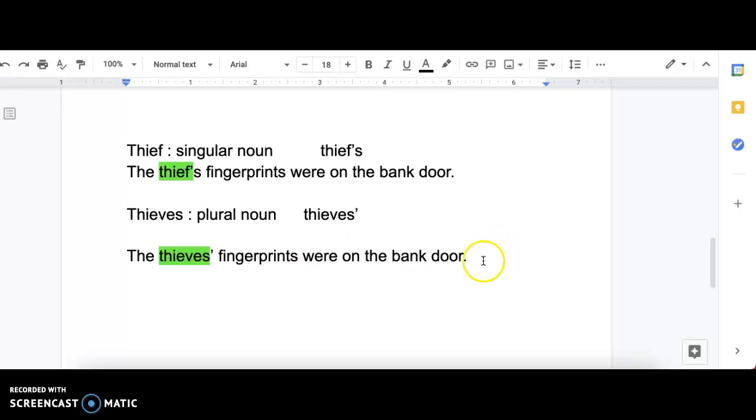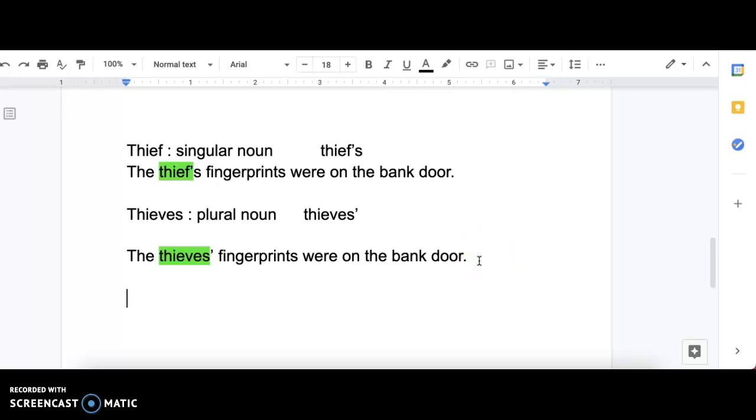Okay? We're going to take a look at the difference between these two in this coming week and see if we can identify whether it's a singular noun like thief and the fingerprints just belong to one, or it's a plural noun like this one and the fingerprints belong to more than one.